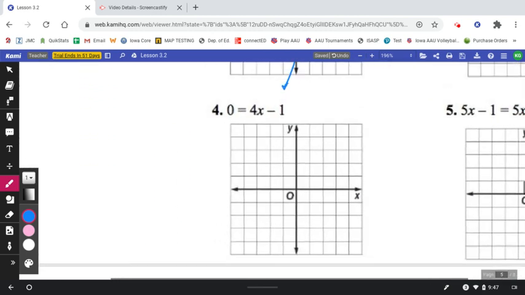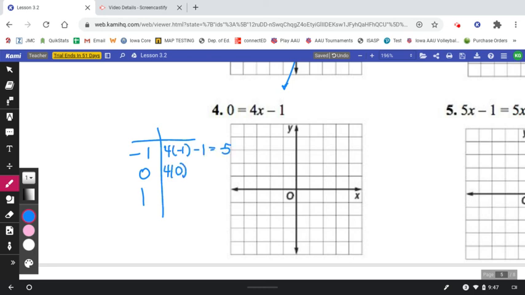Okay, let's try number 4. It's already set equal to 0, so I use a table of values. 4 times -1 minus 1 is -5. 4 times 0 minus 1 is -1. And 4 times 1 minus 1 is 3. So I have -1, -5, 0, -1, and 1, 3. So this 0 is right here. It's pretty close to the origin, and so I'm going to guess that the 0 is at 1/4, 0.